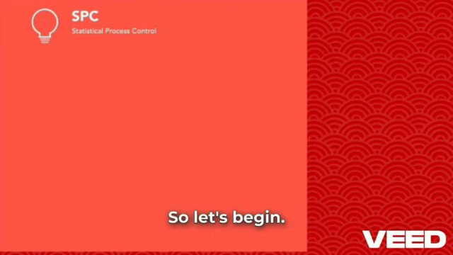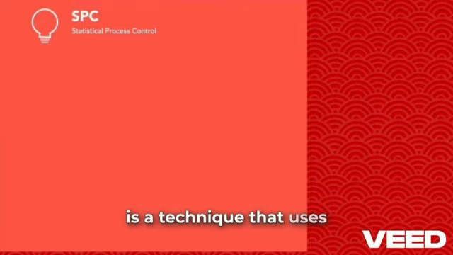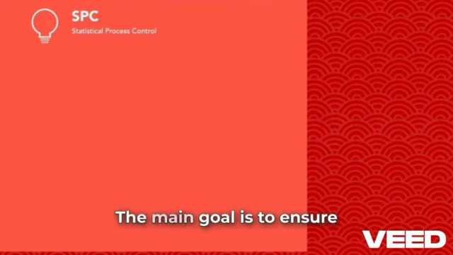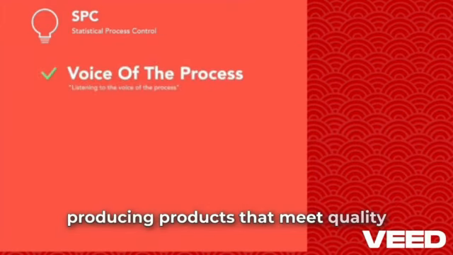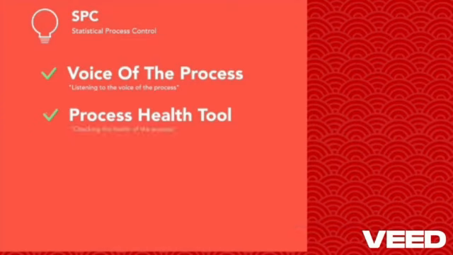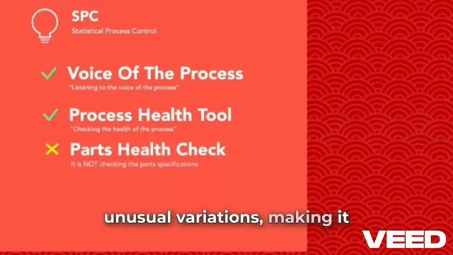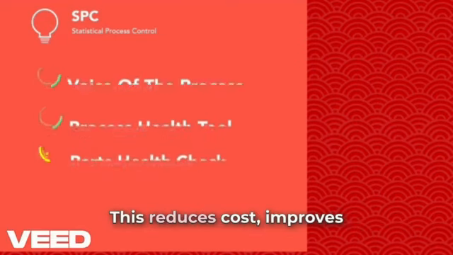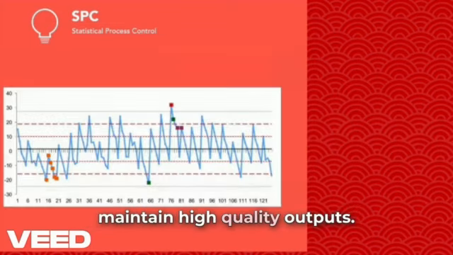So let's begin. Statistical process control, or SPC, is a technique that uses statistical methods to monitor and control a process. The main goal is to ensure the process operates efficiently, producing products that meet quality standards with minimal waste. By collecting and analyzing data during production, SPC helps detect unusual variations, making it easier to correct problems before defective products are made. This reduces costs, improves consistency, and helps companies maintain high-quality outputs.